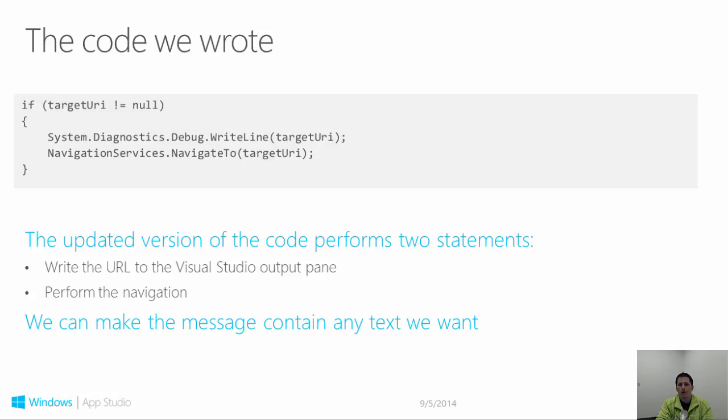The first line of our new code uses the debug output pane to show the URL that was being used in the navigate to call. The next line causes the navigation to the URL. Remember that a debug message is displayed only in the Visual Studio debug output pane, and it is never visible to the user of the app. This technique is very useful for tracking the progress throughout your app without changing its functionality.